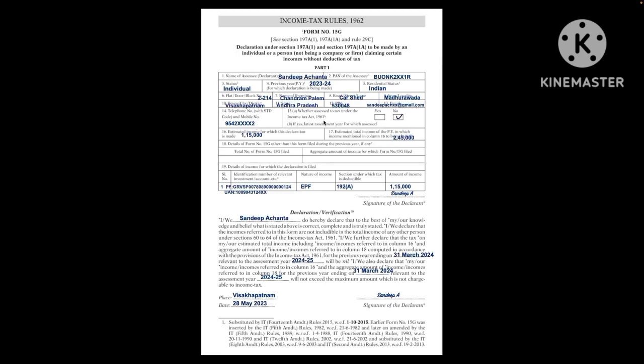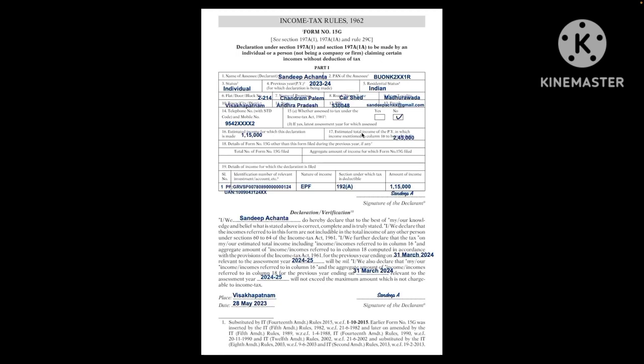In field number 15, if you have filed any income tax returns, then tick Yes in option A. If you tick Yes, then you have to mention the assessment year for which you have filed the income tax returns. If you tick No, there is no need to mention any details in option B. In field number 16, here you have to mention the estimated income for which this declaration is made. That means you have to mention the total EPF amount which you are withdrawing. You can find these details in your EPF passbook.